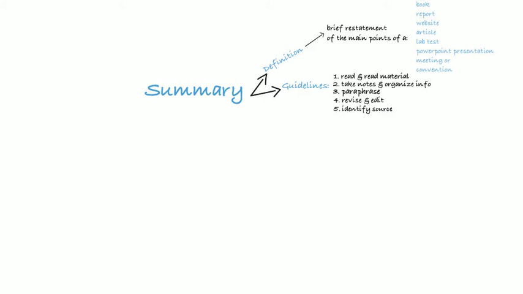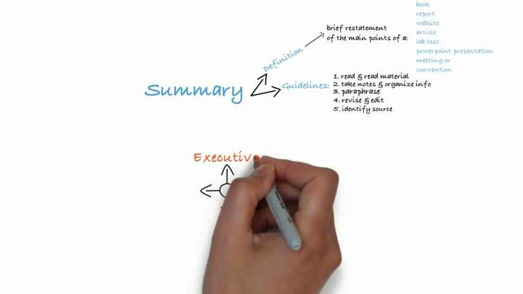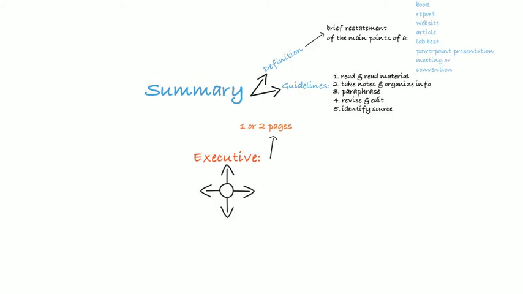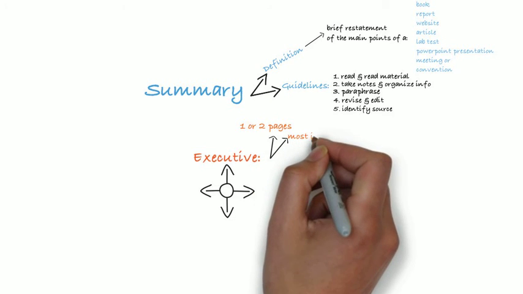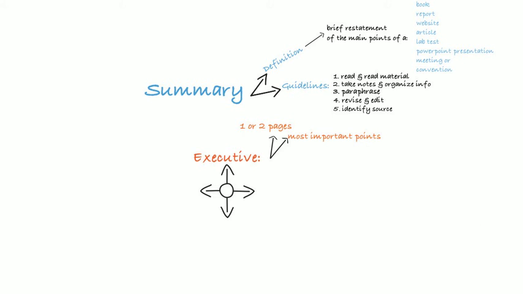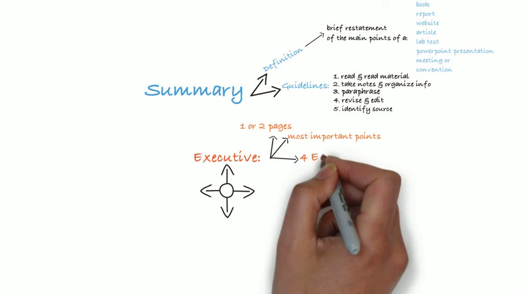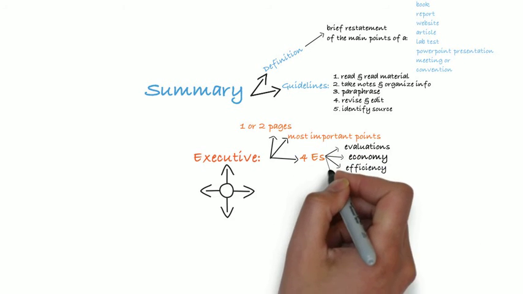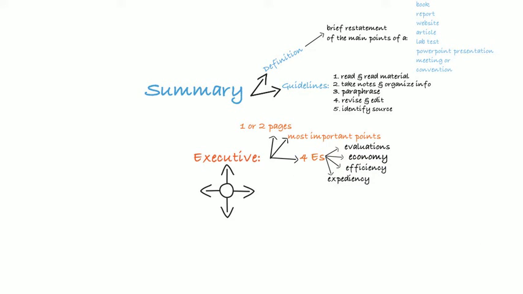Types of summaries. The first one is an executive summary, which is usually 1 or 2 pages long and condenses the most important points from a proposal or report for an executive. Executives will look for the 4 E's: evaluation, economy, efficiency, and finally expediency.